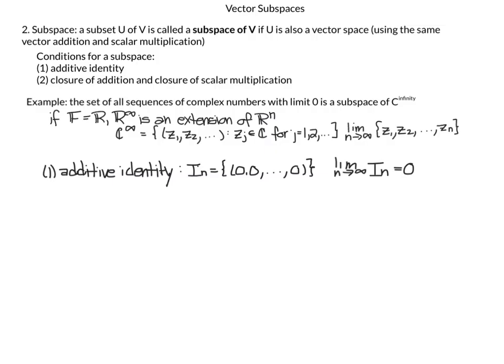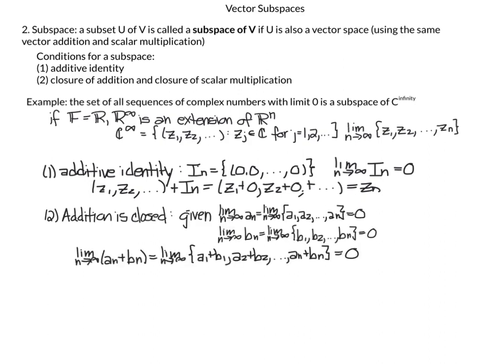The first thing we want to verify is that the additive identity is in this subset. The additive identity for this sequence is just the sequence of zeros, and we can see the limit as n approaches infinity is equal to 0. Just a quick note to show why I chose this identity: I considered a random sequence, Zn, and added my identity sequence. That would be Z1 plus 0, Z2 plus 0, etc., which is simply equal to Zn.